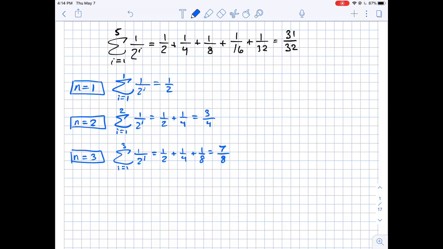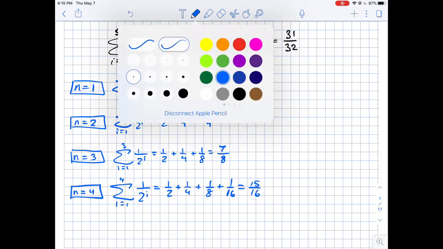So just one last time, let's see what happens if we add up the first 4 terms. So from 1 to 4, we have 1/2 plus 1 over 4 plus 1 over 8 plus 1 over 16. And again, putting all of these together, we're going to end up with 15 divided by 16.